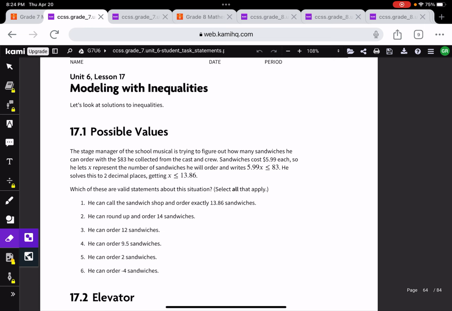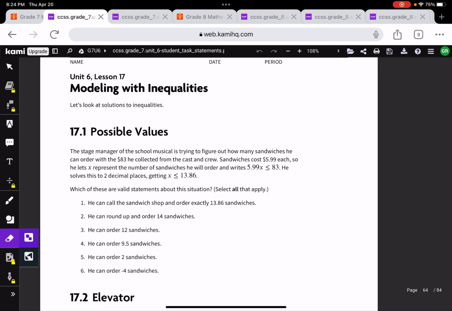It's a good problem. The stage manager of the school musical is trying to figure out how many sandwiches he can order with the $83 he collected from the cast and crew. Sandwiches cost $5.99 each. So he lets X represent the number of sandwiches he will order and writes 5.99X is less than or equal to 83. That's a very good equation.